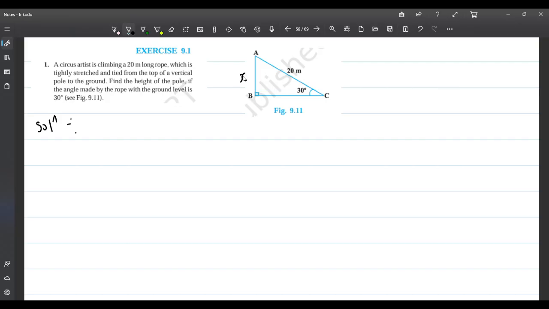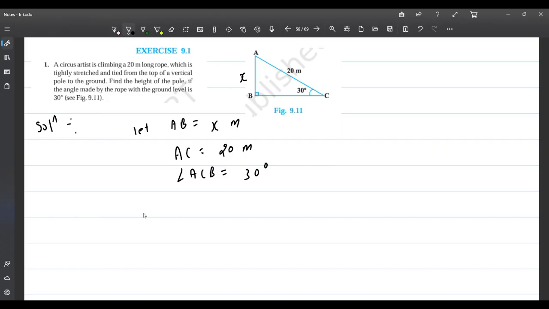This side is x. Let AB side be x, and AC is 20 meter. AC is 20 meter and angle ACB is 30 degrees.